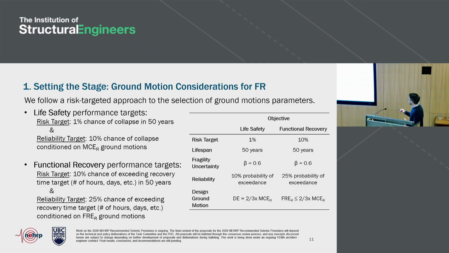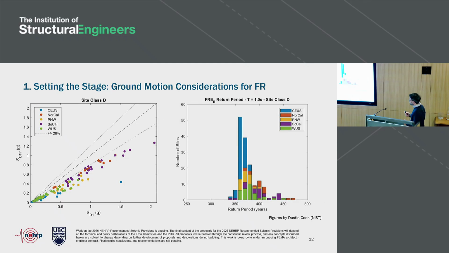What I think is most important to recognize is that what we're designing for, which is the functional recovery earthquake, is less than what we typically use to design for life safety, right? So we're looking at generally lower return periods. If you prefer to look at this in a more graphical way, I have a couple of figures here. The one on the left is giving you the relationship between the 1 second design spectral acceleration for functional recovery in relation to the 1 second design spectral acceleration for life safety. And everything you can see falls below the 1-to-1 line.